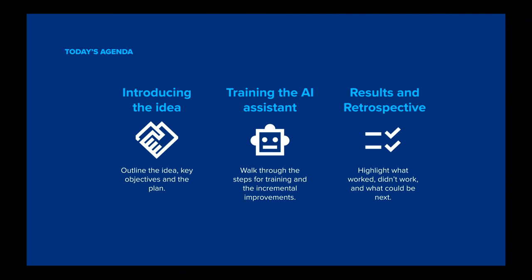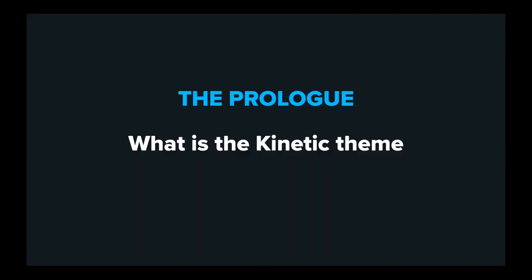So we're going to break this up into three separate sections. The first one is going to be around introducing the idea. Next is training the AI assistant. And lastly, results and retrospectives. We'll see how it actually works, the key takeaways from it, and ultimately go from there.